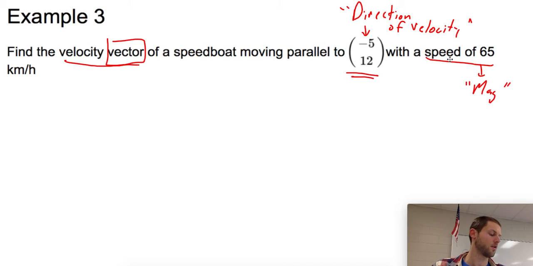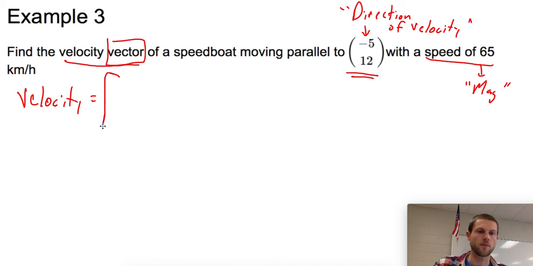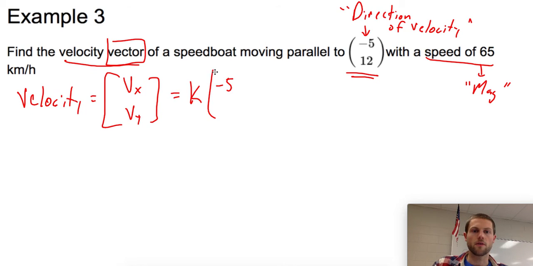So if we say that the velocity vector is equal to some <vx, vy>, this is some vector, we know that it's equal to some scalar value k times the direction vector <-5, 12>. Right? So if these things are parallel, as they should be, as given by the problem, then I really just have to find out what this k is and then multiply this direction vector by k, and then I'll have my velocity vector. So what can I do about this?